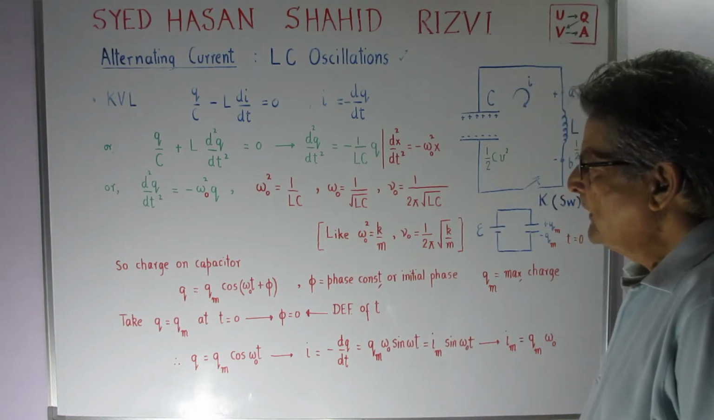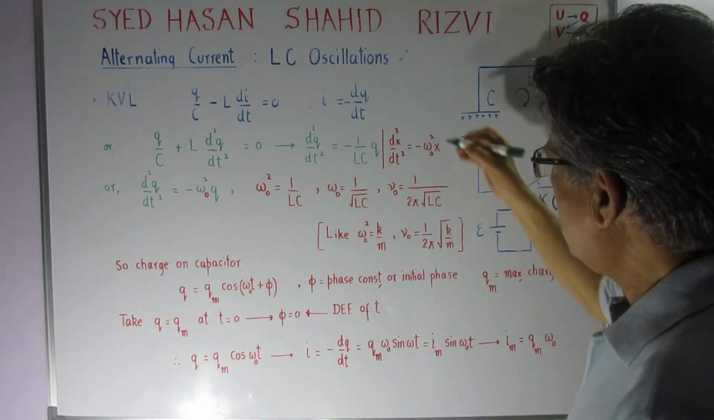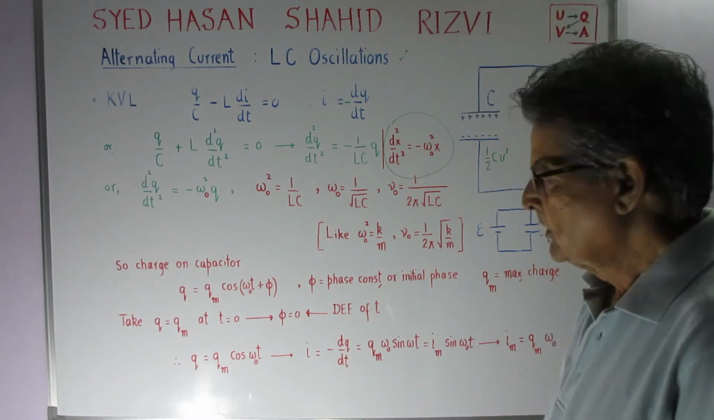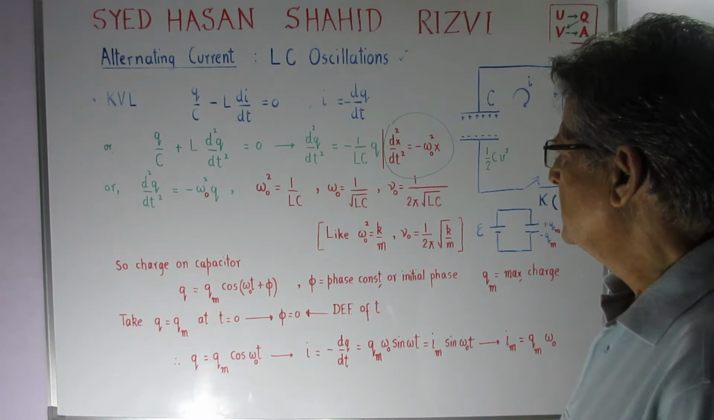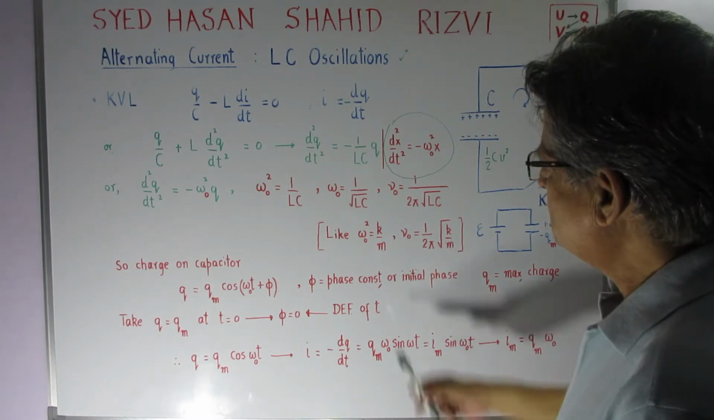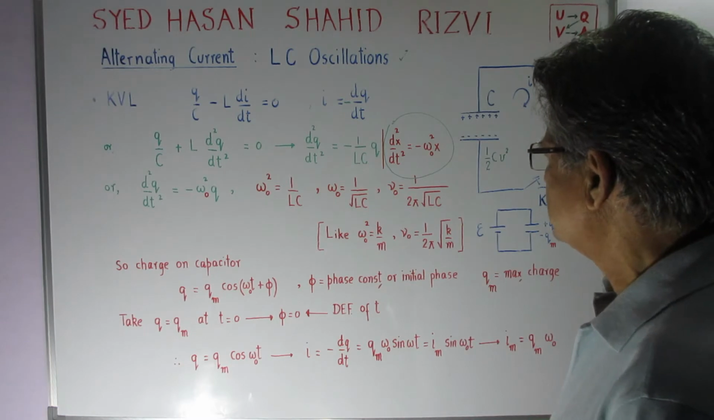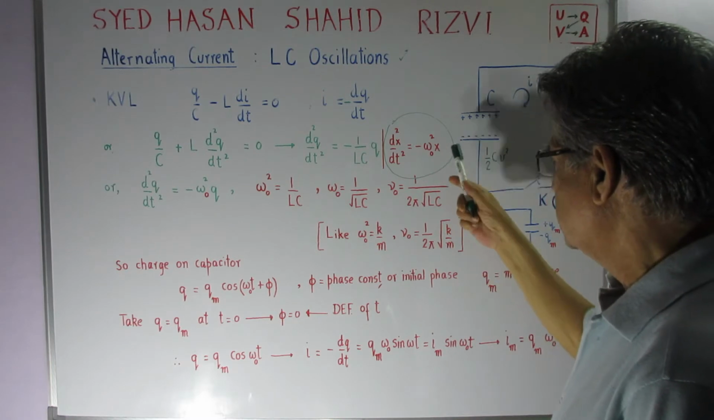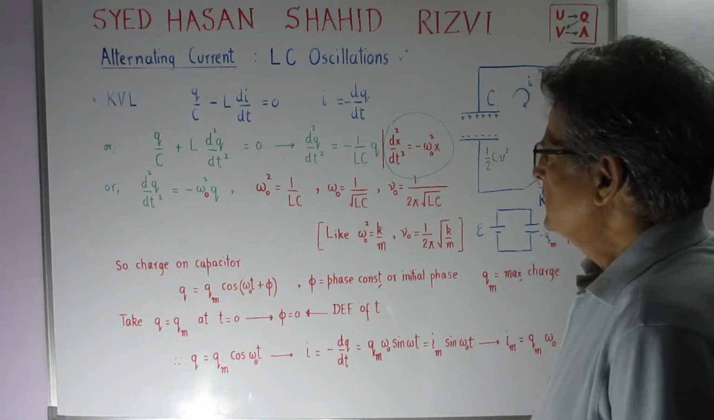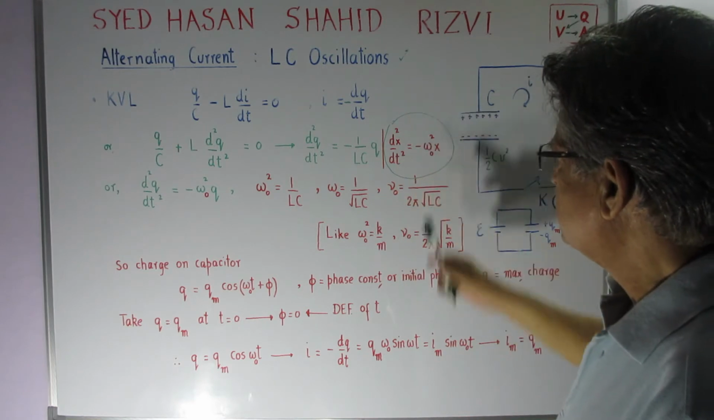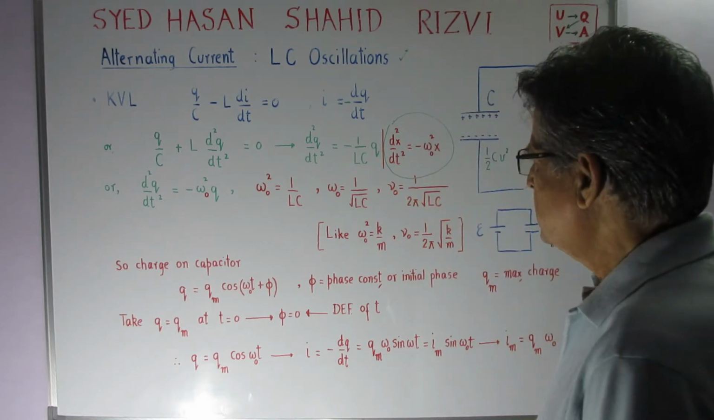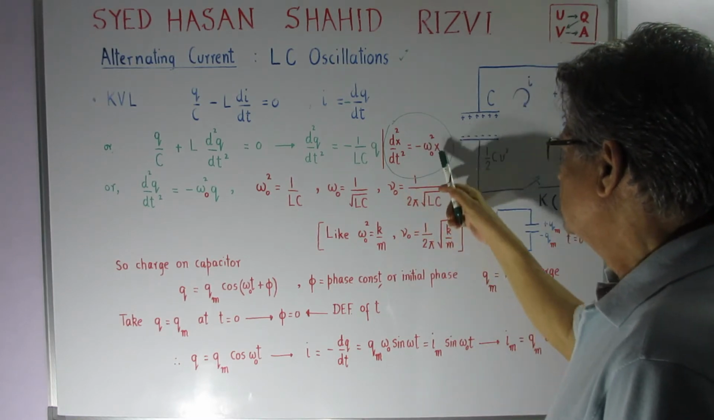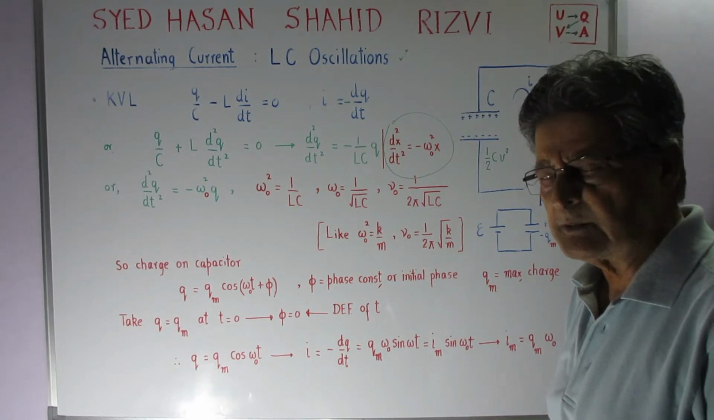Now look at this equation, and recall there is an equation like this in the oscillation of springs, the simple harmonic oscillator. d2x/dt2, which is the acceleration, is equal to minus omega naught square, a positive constant, multiplied by x, which is the displacement. This shows that the acceleration is proportional to the displacement and opposite to the displacement. This is the definition of simple harmonic motion.